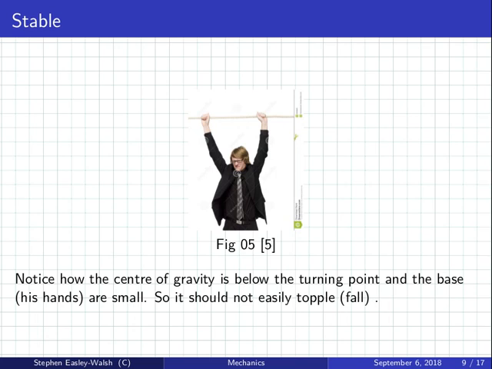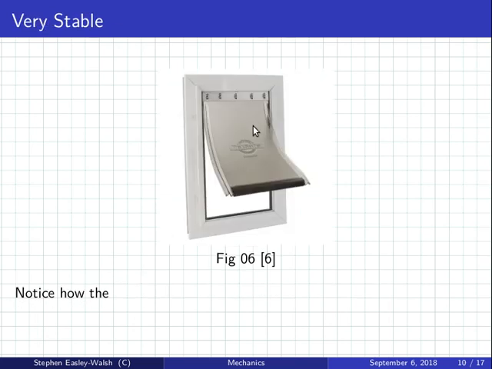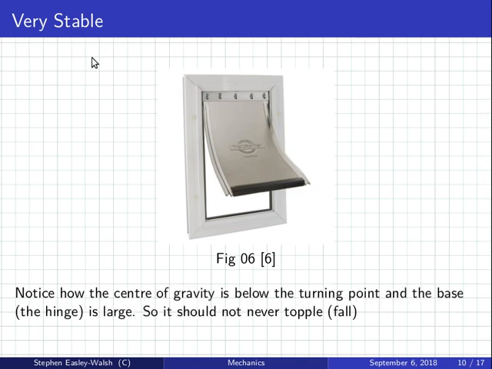Got that? Okay, next. So the next one is very stable. It's the same, the center of gravity is below the turning point, but you have a very great contact area. So this door is not going anywhere. Every time the cat and dog go through the door, it always goes back to the same position. Okay, it's not going to fall. It's very stable. So it should never fall.